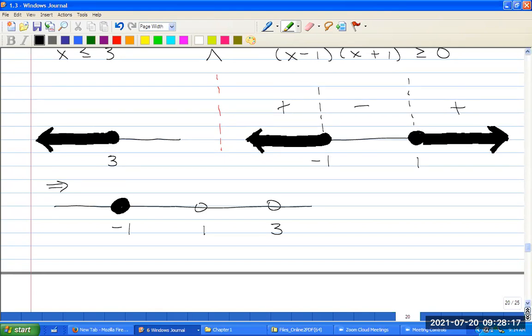So -1 is certainly less than 3. So it's inside this and inside that. 1 is also in here, and it's also less than 3. And 3 as well is in here, and it's also in this guy. Okay, good. So now let's fill in the rest.